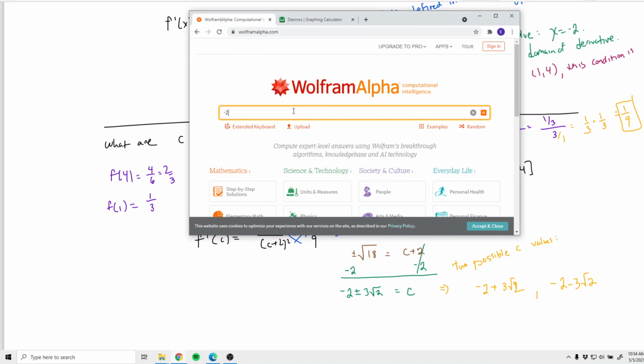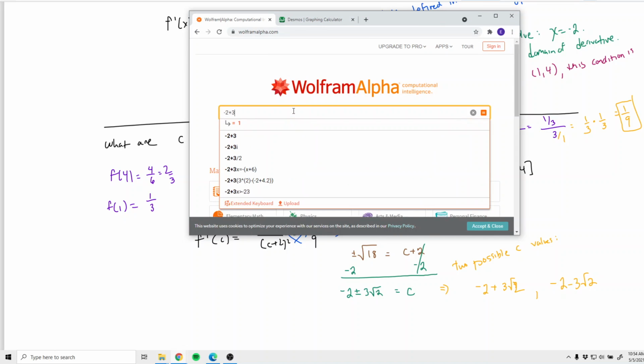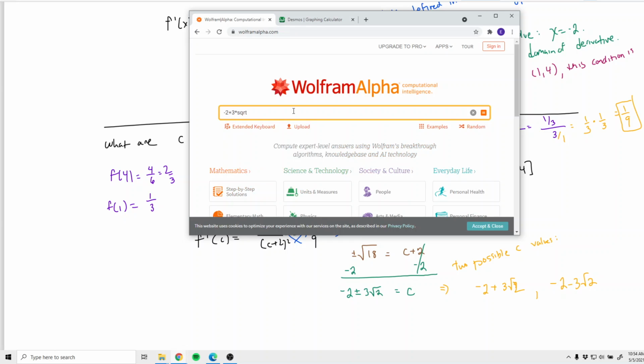Just do negative 2 plus 3 times the square root of 2. That is between 1 and 4, which means we will keep this one at least. What about the one with the minus? Well, you can kind of just look at it, but we have negative 2 and then we're subtracting something, so it's not going to be between 1 and 4, and it is not. It's negative 6 point something. So the only answer for c is negative 2 plus 3 times the square root of 2.